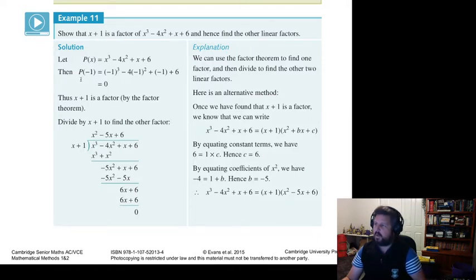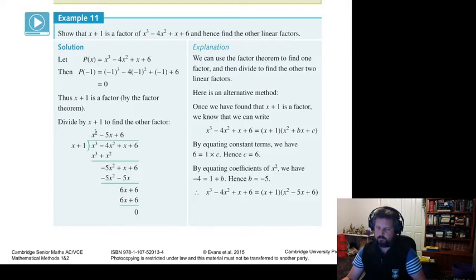Cool. Now once you know one of the factors, which they already told you here, you can go ahead and do long division to find out the other factors. So what happens here is we're going to do x plus 1, we're going to actually do the division of it here. Long division comes out and we end up with x squared take away 5x plus 6 as the quadratic.